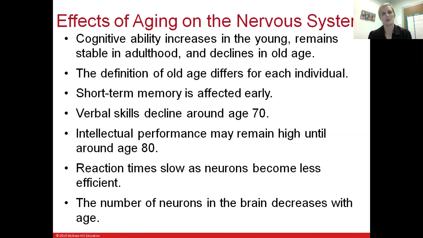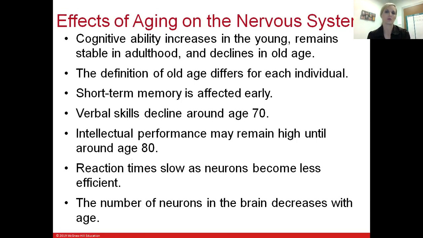So, effects of aging on our nervous system: our cognitive ability increases in the young, remains very stable in adulthood, and actually starts to decline in old age. The definition of old age will always differ from individual to individual, as old age is only really affected by how well you take care of yourself too. Sometimes old age could happen earlier in some people than in others, depending on their nutritional status, their family history, their health. There are all kinds of different factors that go into that.